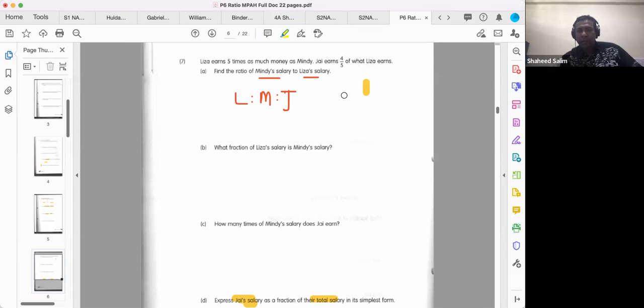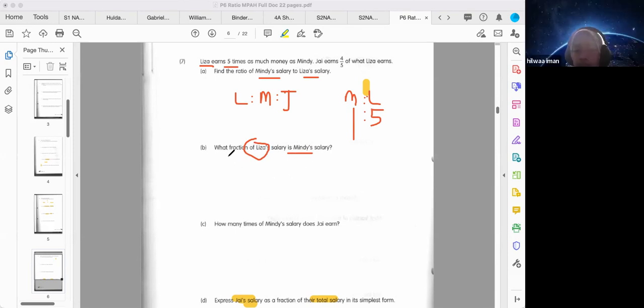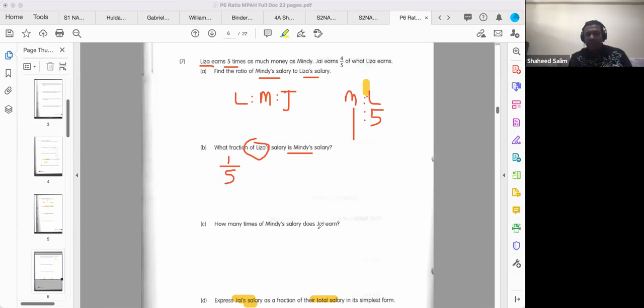Now they ask you Mindy, Lisa. But the question says what? The question says Lisa earns 5 times. Lisa 5 times, Mindy 1 time. It's 1 to 5 lah. So Mindy first. Are you clear? Okay, what fraction of Lisa's salary is Mindy's salary? Of bottom is top. Is 1/5. How many times of Mindy's salary does Jai earn?